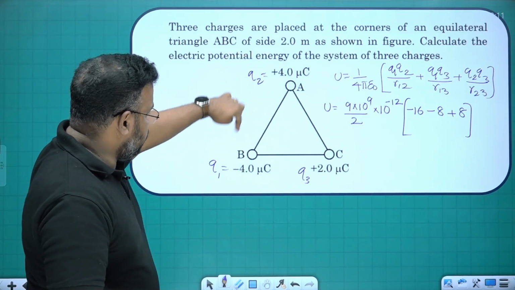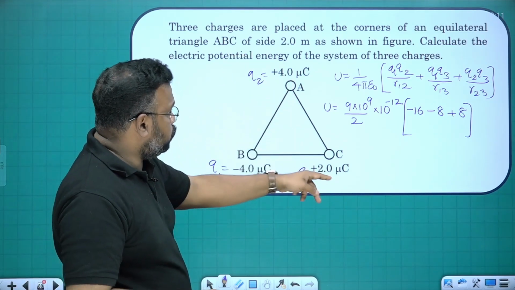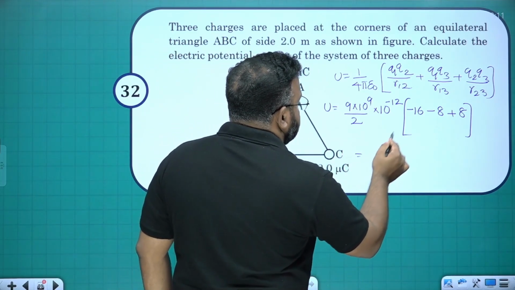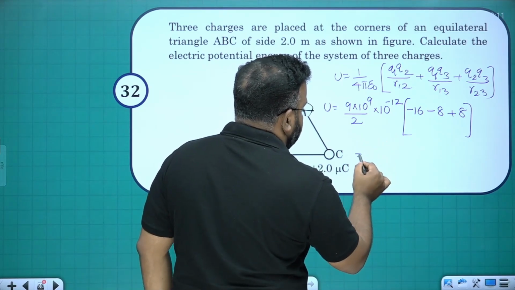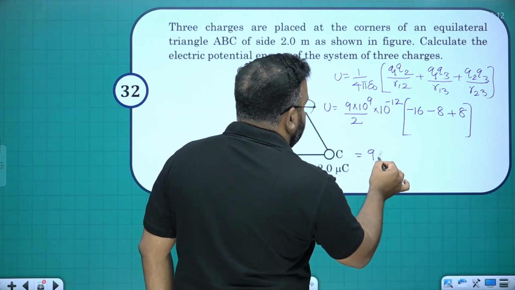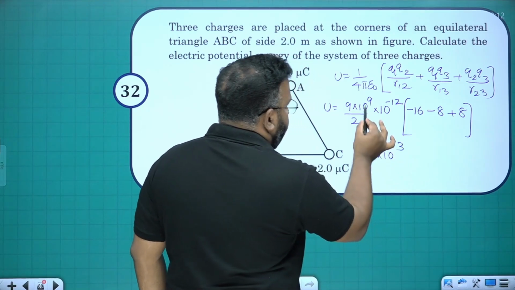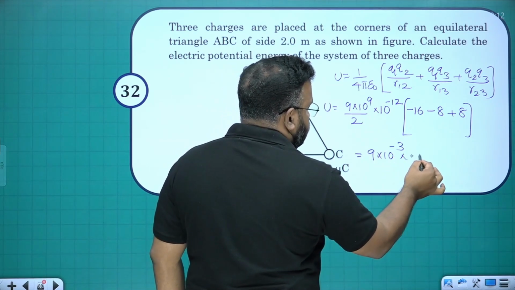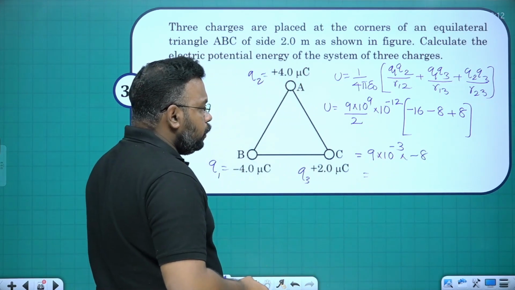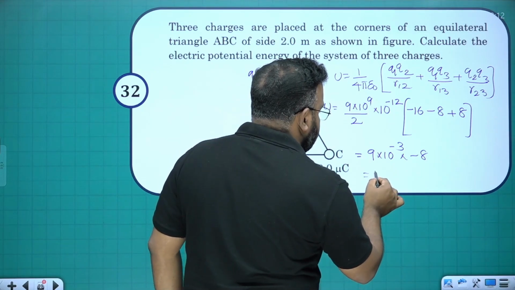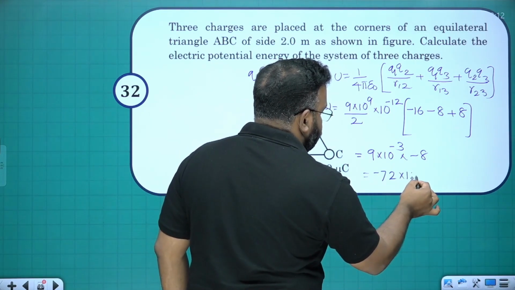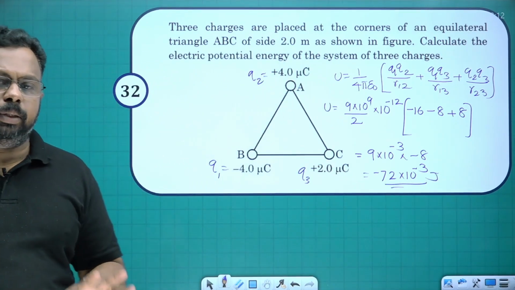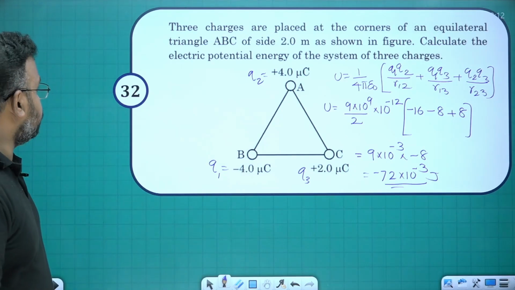Minus 4 into 4, 16 minus, and 4 into 2 minus 8, again 4 into 2 plus 8. Plus 8 minus 8 will be cancelled, so we can easily find the answer. Minus 16 by 2 is minus 8. So 9 into 10 power 9 and 10 power minus 12, plus 9 and minus 12 will become minus 3. Minus 16 by 2 is minus 8. So 9 into 8 is 72, minus 72 into 10 power minus 3 joules. Simple question, just a matter of recalling the formula and substituting it.